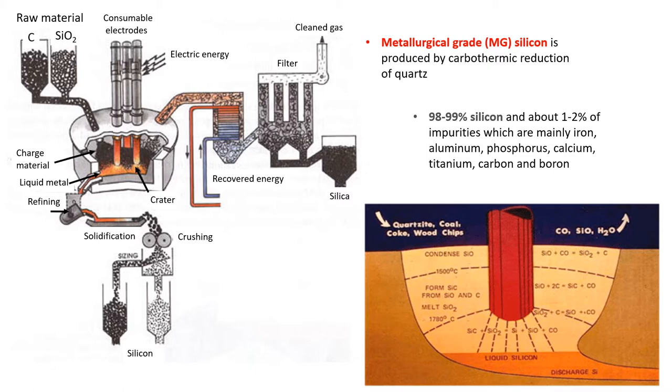This metallurgical grade silicon is 98 to 99% silicon, with approximately 1 to 2% of impurities, which are mainly iron, aluminium, phosphorus, calcium, titanium, carbon, and boron.